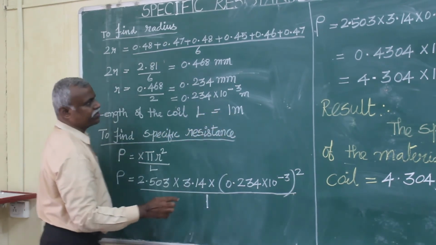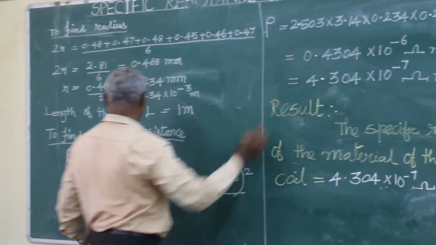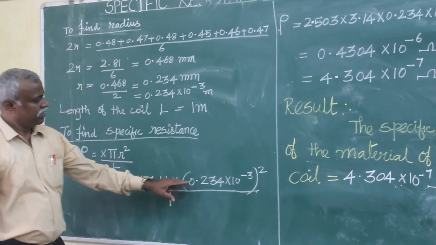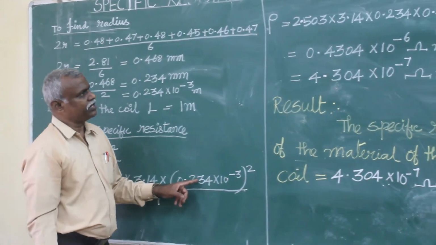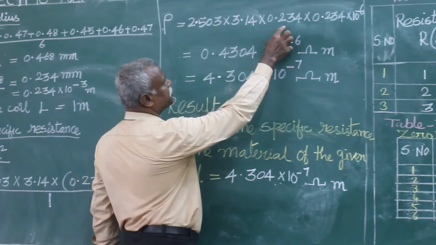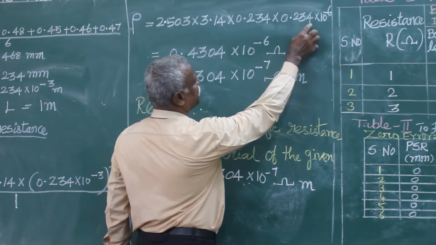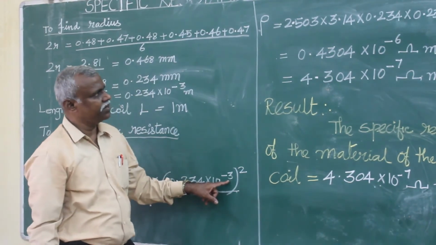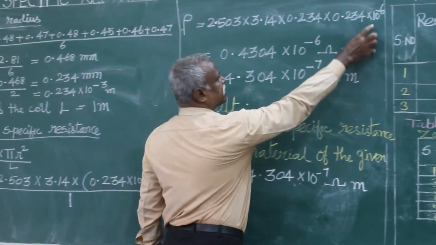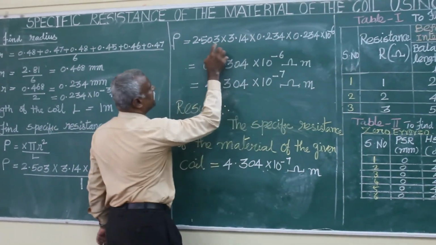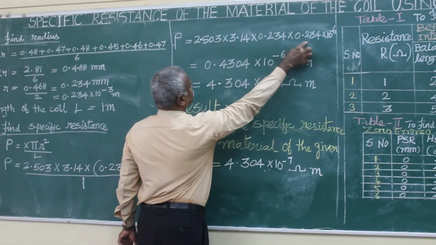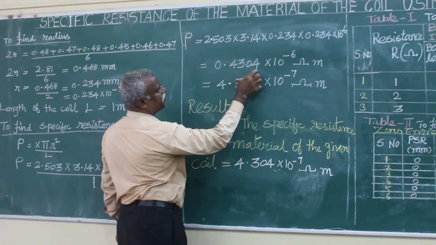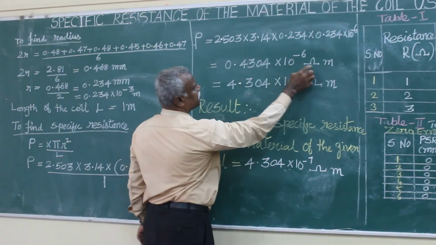Therefore equal to 2.503 into 3.14 into the whole square, so write 0.234 into 0.234 into 10 power minus 3 into 10 power minus 3. You will get 10 power minus 6. Now multiply all the values. You are getting the value 0.4304 into 10 power minus 6 ohm meter.